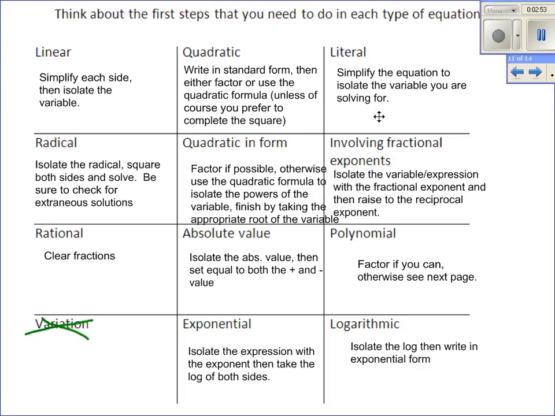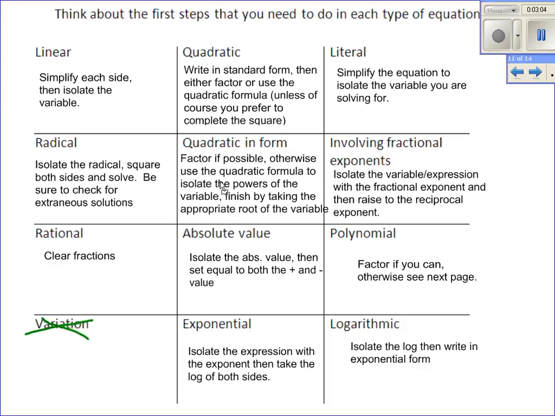Literal equations, we're isolating the variables using some of these other techniques. Radical equations, we isolate the radicals, square both sides and solve, and watch out for extraneous solutions. So something that's quadratic in form is something that would be like x to the 6th plus 3x to the 3rd. Something that would actually be factorable, but when we factor it, we won't have x equals 3, we'll have something like x squared equals 3, x cubed equals 3. So we need to finish it by taking the appropriate root of the variable.